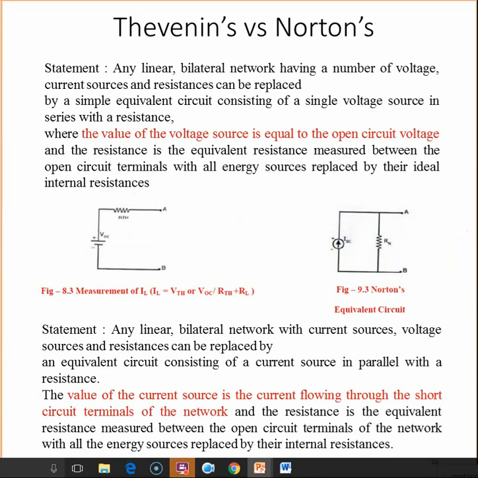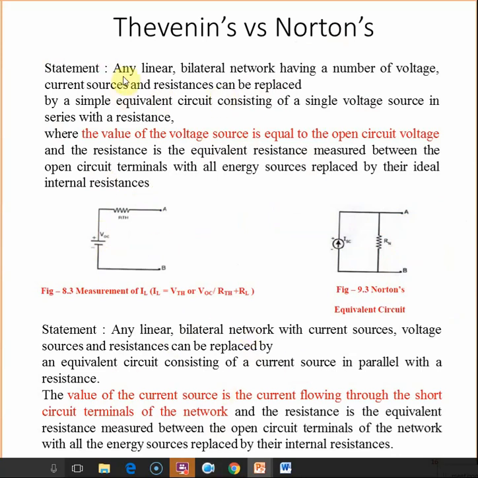Okay, coming to that, before I go on to teach step number 1 and step number 2 and see the problems, first you look at the statement. Both statements are similar. Then what is the difference? Here a voltage source is there, that is replaced by the current source. See here the statement of Thevenin's theorem I gave. Here the statement of Norton theorem I gave.